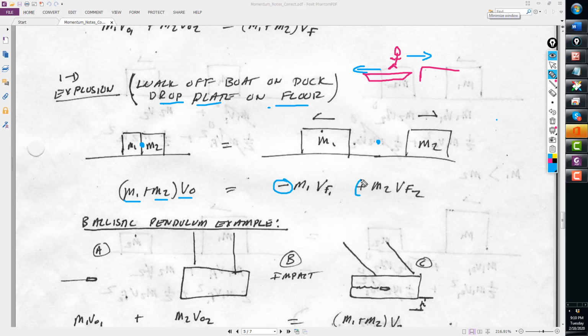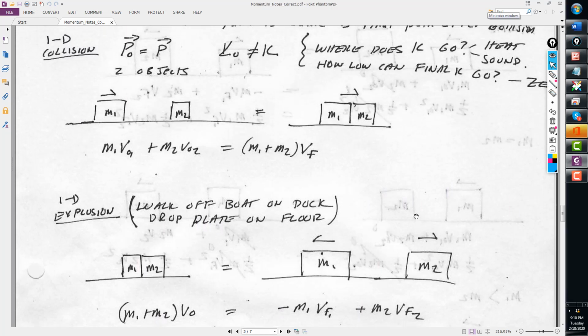Notice the signs are important here. When we're talking about momentum, the signs matter. Kinetic energy, the sign doesn't matter. This one, the sign definitely matters. Also, I want to point something out here about inelastic collisions. Notice it's very similar to the center of mass equation. Do you remember the center of mass equation?